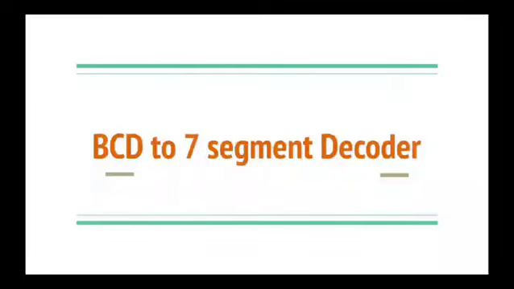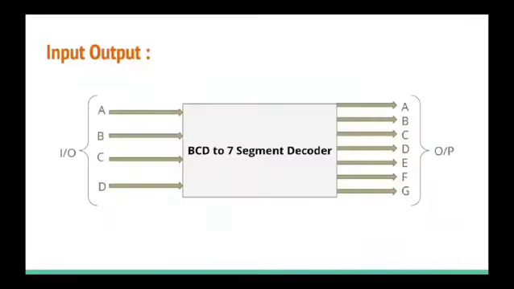Let's see the BCD to 7 segment decoder. So this is what is input and output. There are 4 inputs A, B, C and D, and there are 7 outputs A, B, C, D, E, F, G. This is the truth table where we have taken the 4 inputs which is BCD inputs.